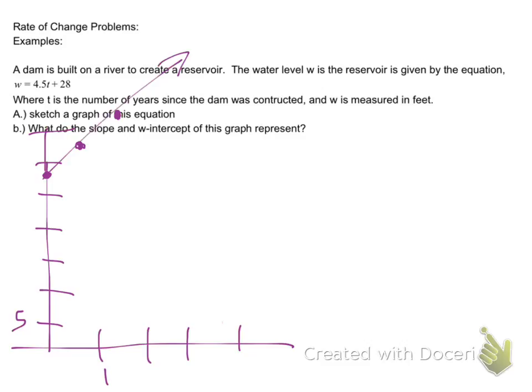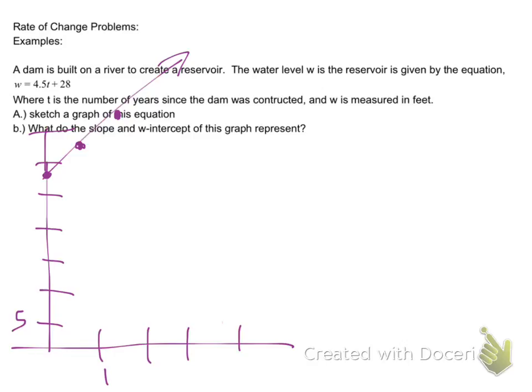Notice I didn't put an arrow on the backside. Why? The water level stayed at that current level until they built a dam, and after that, the water level started increasing. Right. So there's your graph. Hey, it's a positive slope, which means that the water level is going up. Okay, that's good.